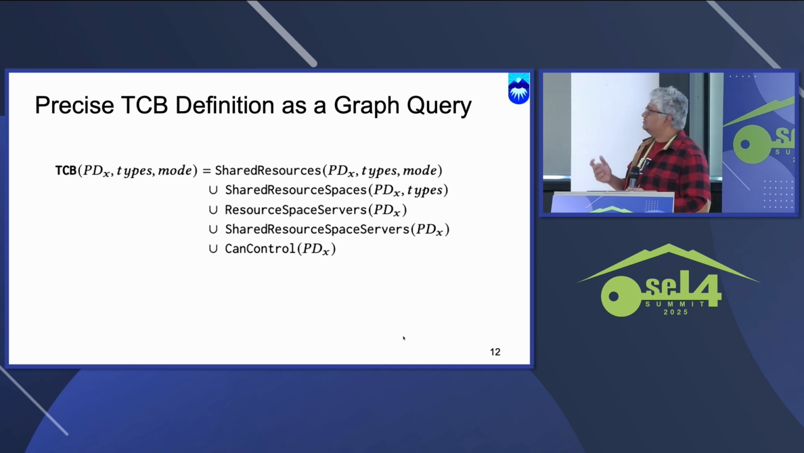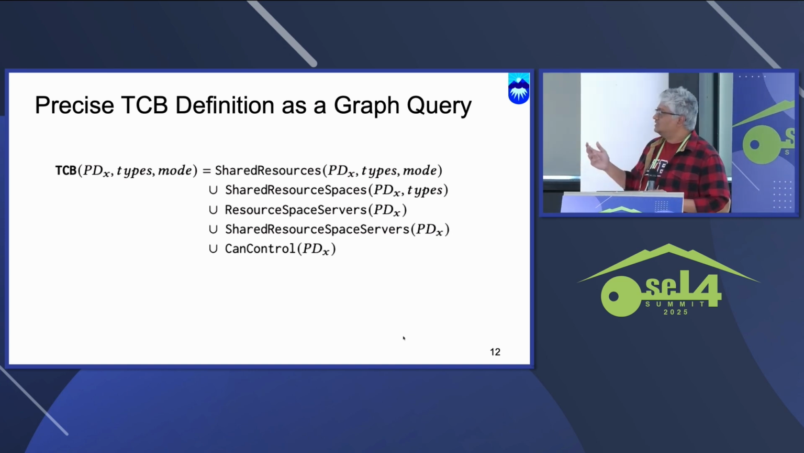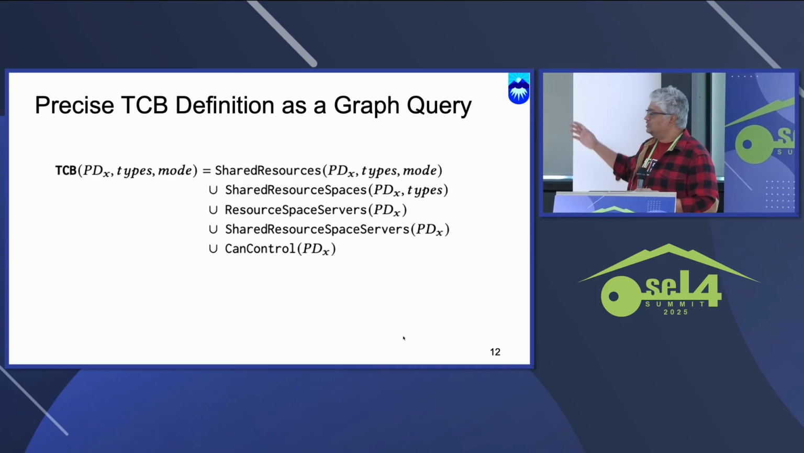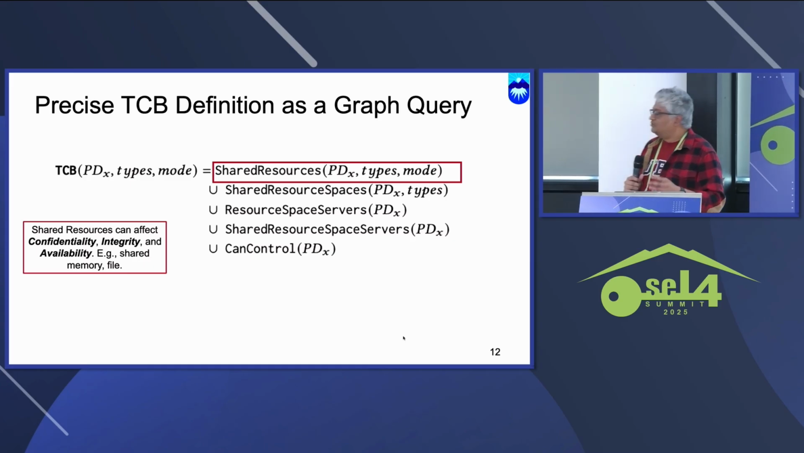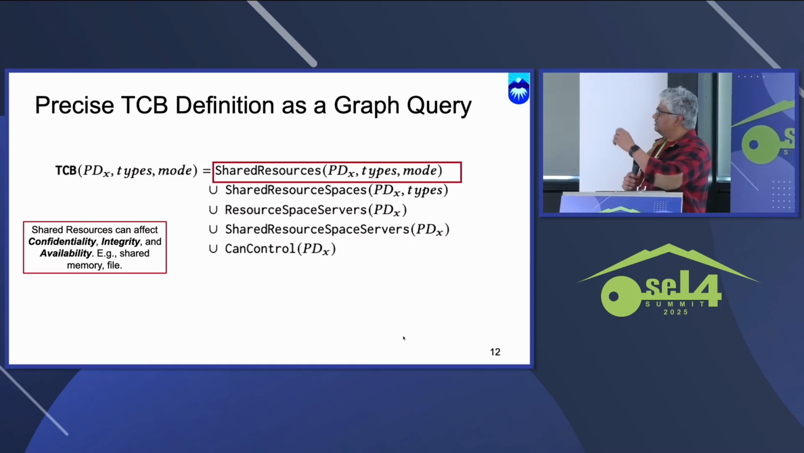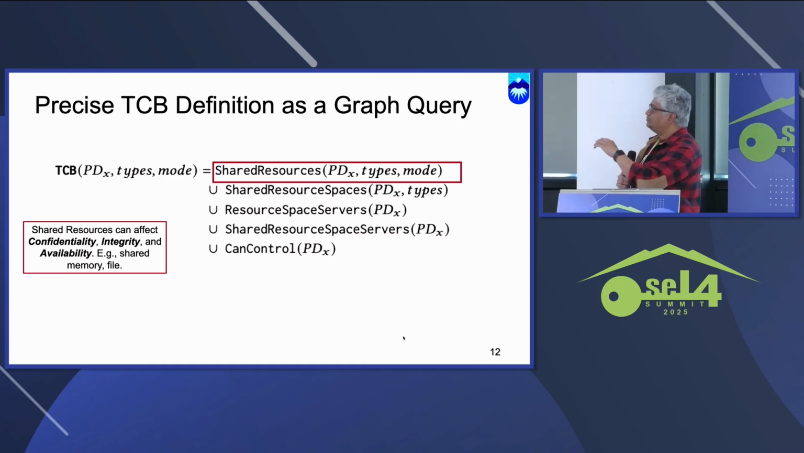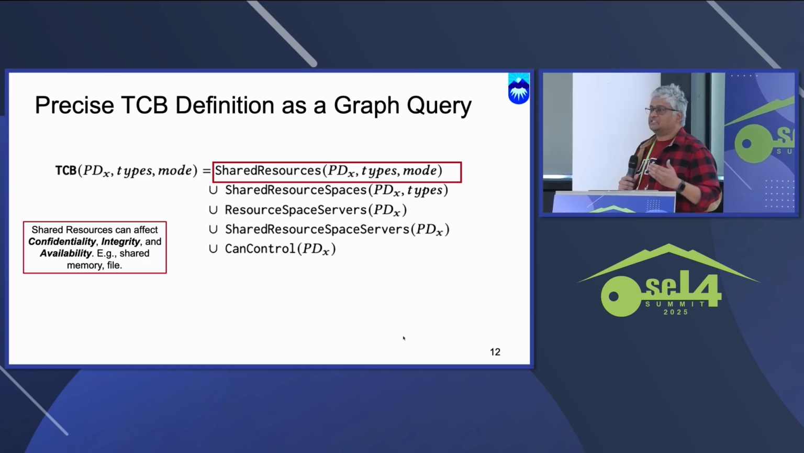To do this, we express trusted computing base as a union of 5 graph queries. Each one of them captures a certain type of interaction. The shared resources query says, tell me all the protection domains in the system which share resources of a certain type with certain access permissions with my given protection domain X. So this can help us find out which other protection domains can affect its confidentiality, integrity, and availability, depending on the permission.